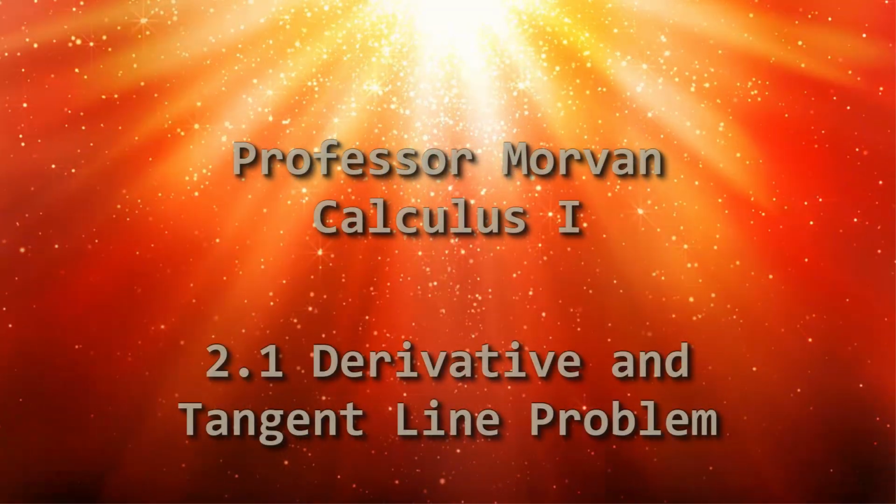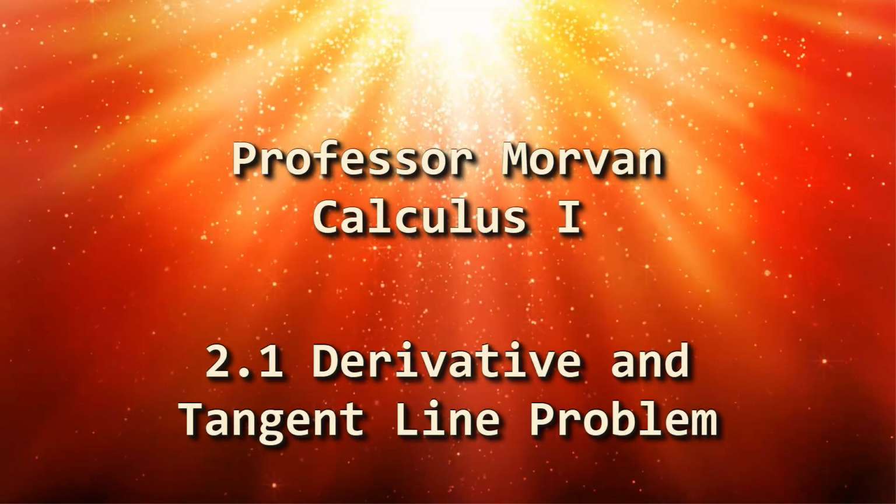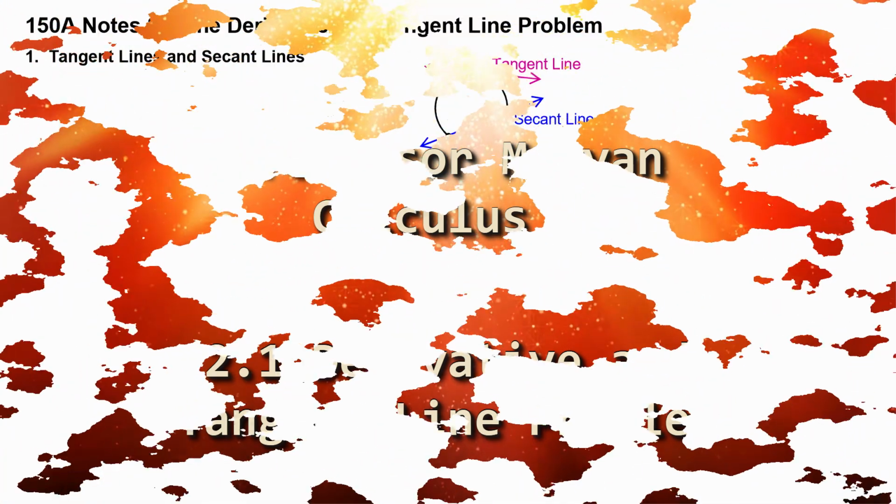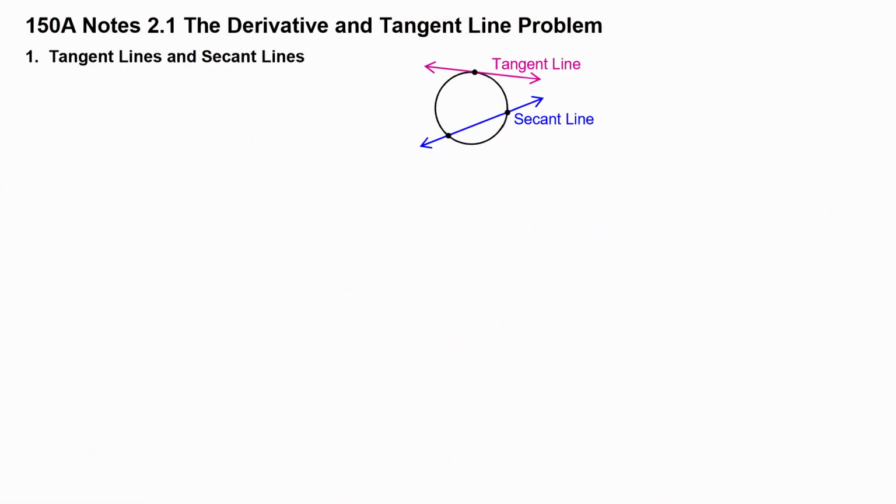In this section, you will learn about the derivative and tangent line problem. First up, a review of tangent lines and secant lines. In your geometry class, you learned that a line that intersects the circle in just one point is called a tangent line, and a line that intersects the circle in 2 points is called a secant line.